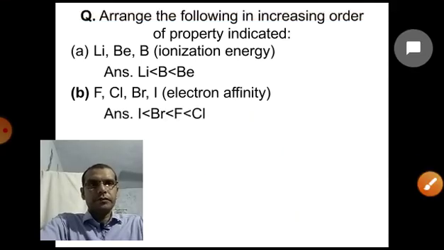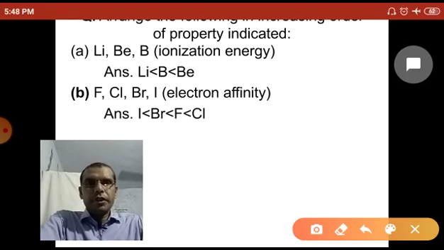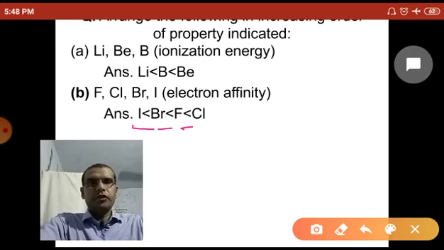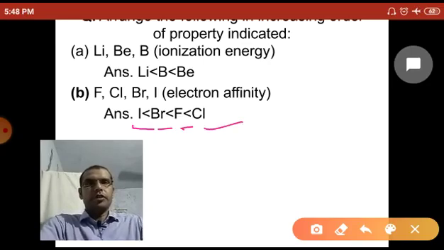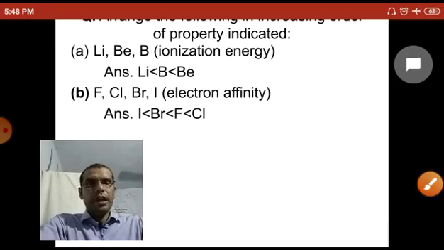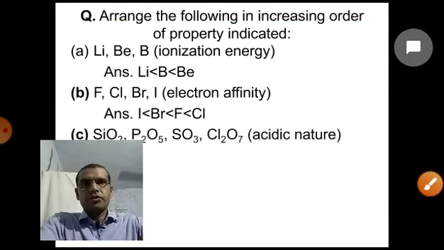So the order of electron affinity among these elements: iodine, then bromine, then fluorine, and then chlorine. Chlorine has more electron affinity than fluorine, bromine, and iodine.